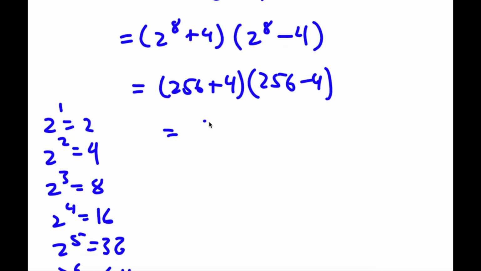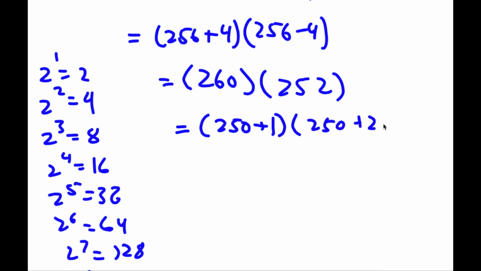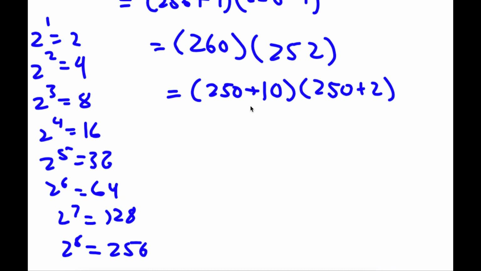Now 256 plus 4, that's going to be 260, times 256 minus 4, that's going to be 252. So now I have 260 times 252. Now I'm going to rewrite this: 260 we can rewrite as 250 plus 10, and 252 we can rewrite as 250 plus 2. So now we have (250 plus 10) times (250 plus 2).